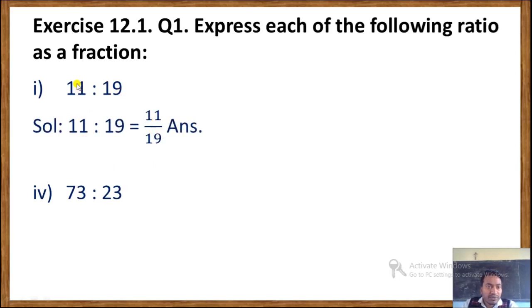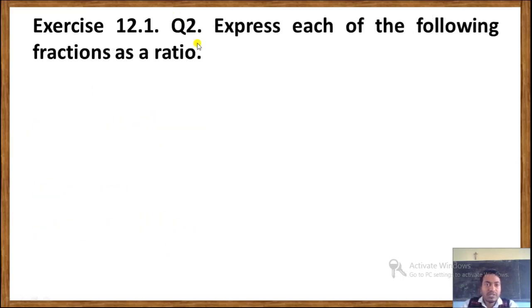11 is the first term and 19 is the second term. So 11 we'll write in numerator place and 19 we'll write in denominator place. This is the answer. Understood? This is very simple, we only have to write in fraction. The same way we'll write this one, 73 by 23. 73 is the first term, that's why I mentioned here, and 23 is the second term, that's why I mentioned here. Understood?